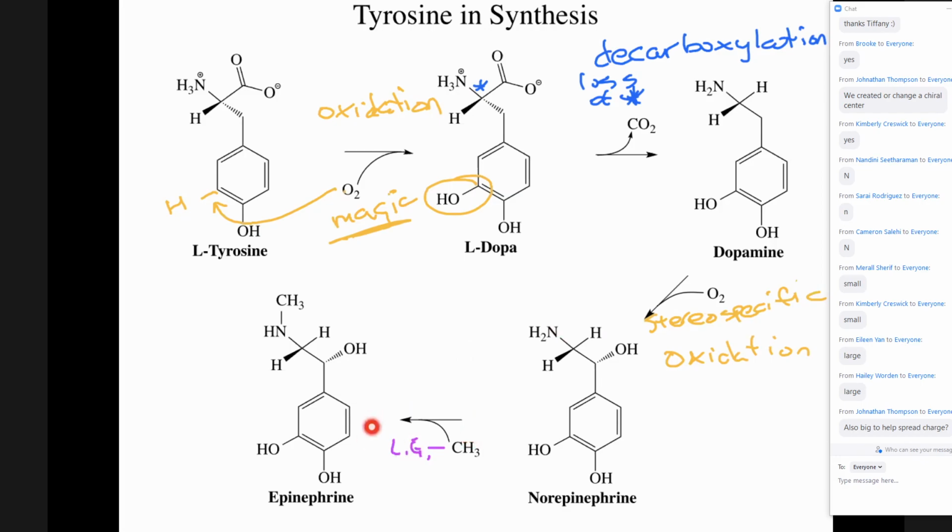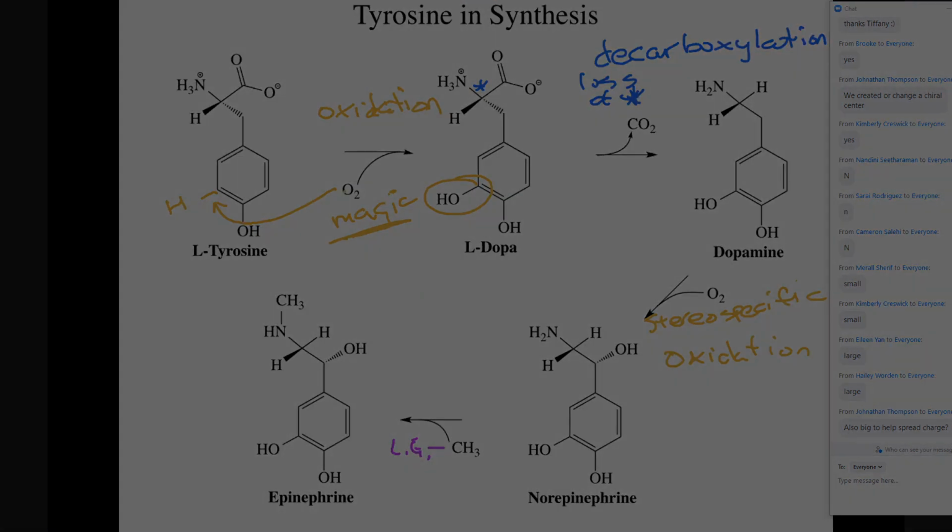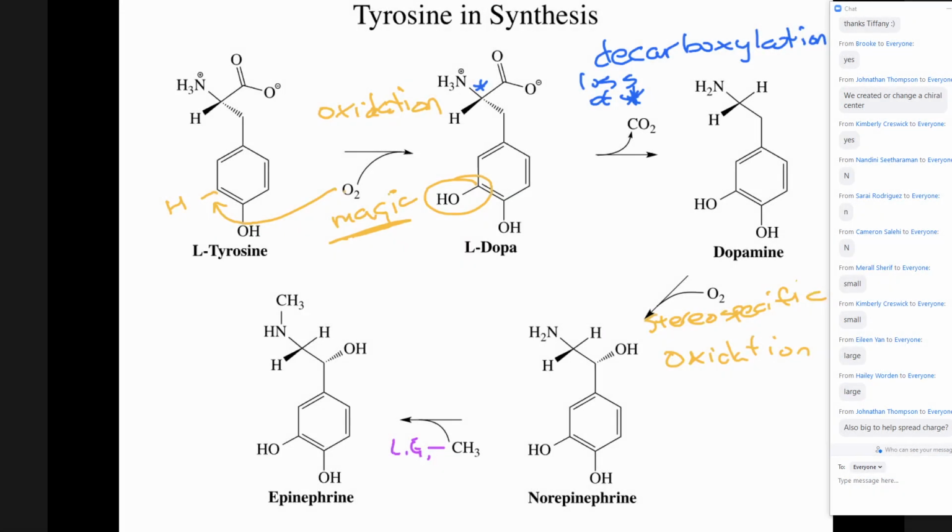Big can help stabilize the charge, definitely true. So this is a primary amine nucleophile, and that lone pair is going to attack that carbon, and kick that out, and end up methylating it. Oop, didn't mean to do that, I meant to do that in red. So this last step is a methylation.